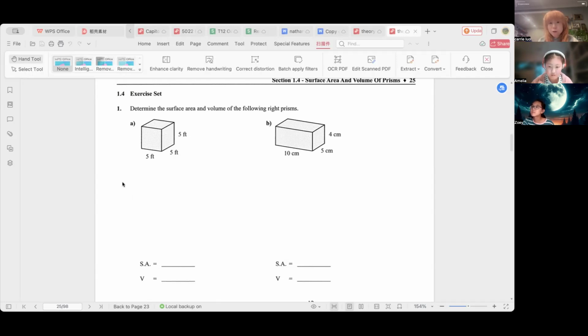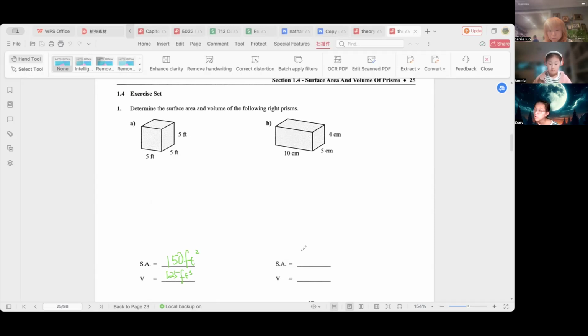Okay, so Zoe, Amelia, did you finish the first one? Yeah. So can you tell me? So for the surface area, I got 150 feet squared. Sorry, did you get the same answer? And then for the volume, I got 125 feet cubed. Okay, very good. Okay, next one, Zoe, could you please tell me the answer for these two?